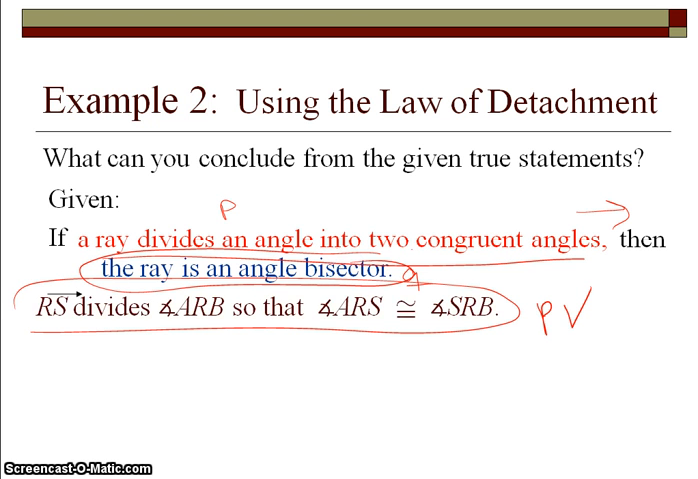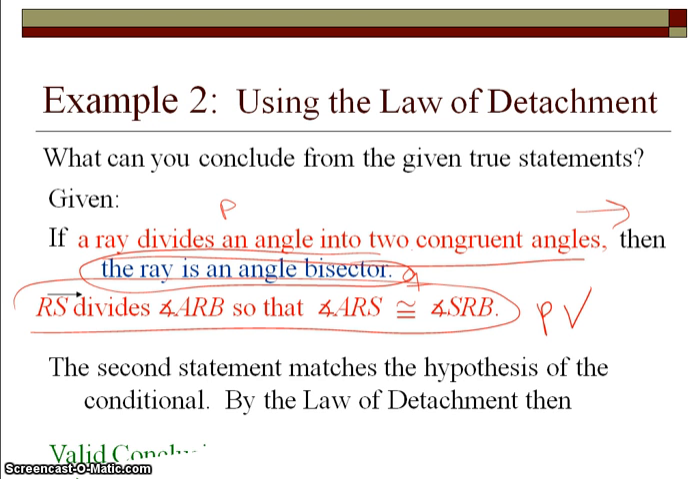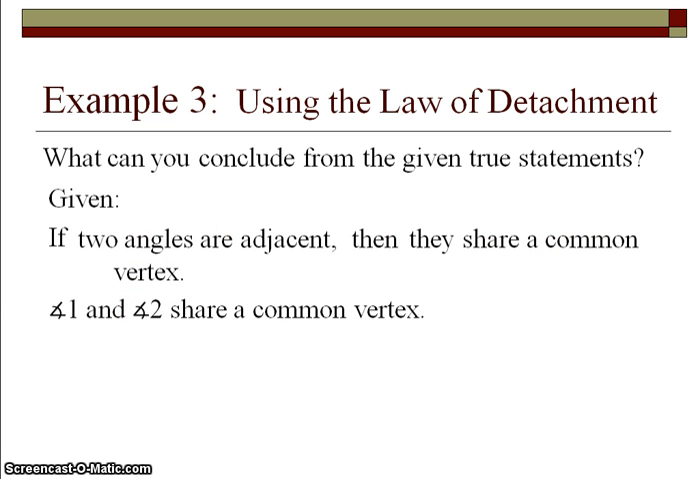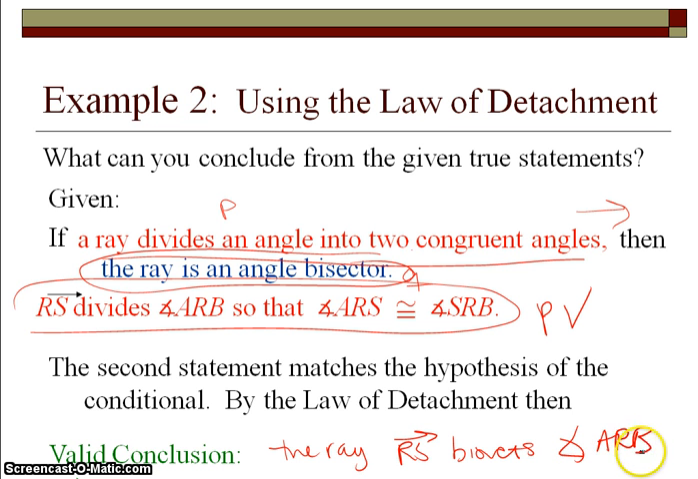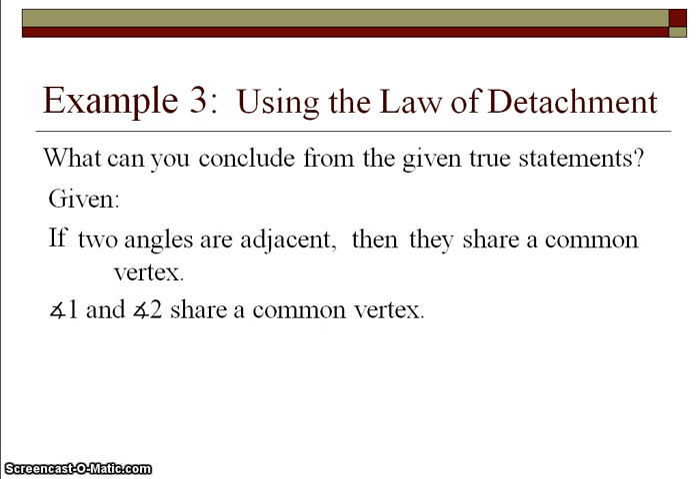If we look at it, you can see here that the second statement matches the hypothesis of the conditional by the law of detachment. So therefore, the valid conclusion there is that the ray is an angle bisector, or specifically, RS bisects angle ARB.